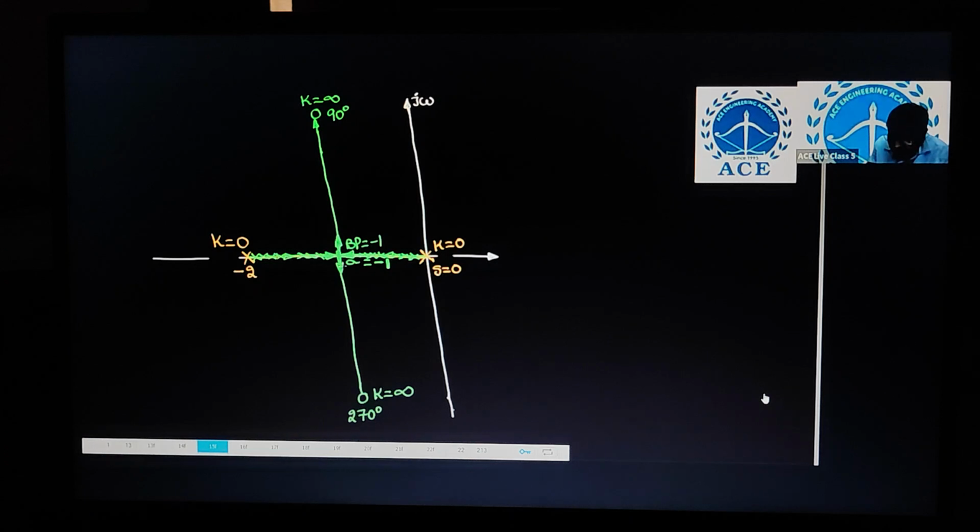Once they collide, they leave with plus or minus 90. One pole leaves with plus 90, another pole leaves with minus 90. Then what happens? It will move along the asymptotes and occupy the zeros. This pole also moves along its asymptote and occupies the zero. That's all. This is called the root locus diagram.